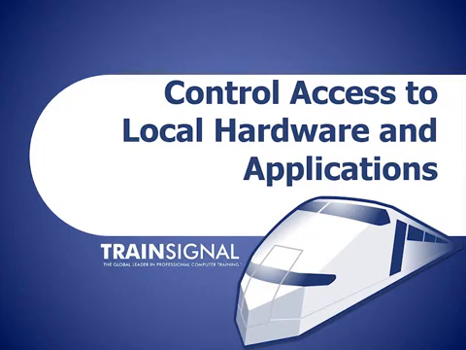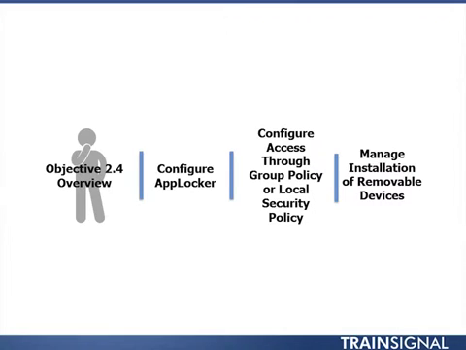to local hardware and applications in Windows 8. This maps to Objective 2.4 of the Microsoft 70-687 certification exam, and their official objectives have 4 sub-objectives. The first is to configure AppLocker, which is a technology that gives you complete control over which apps can run on any computer in your organization.